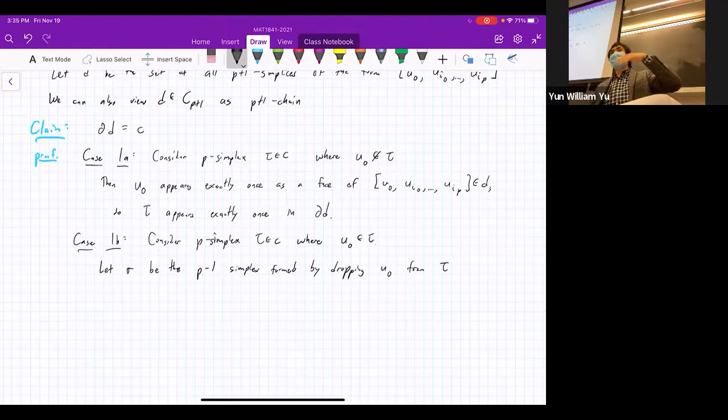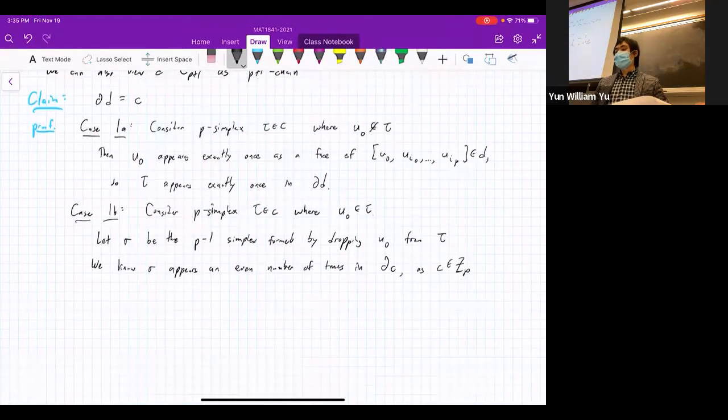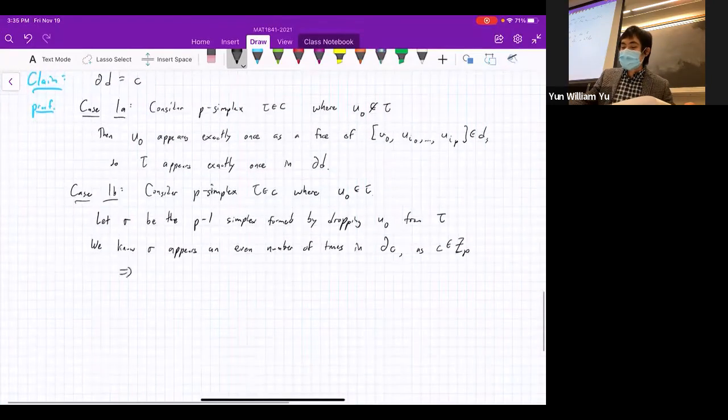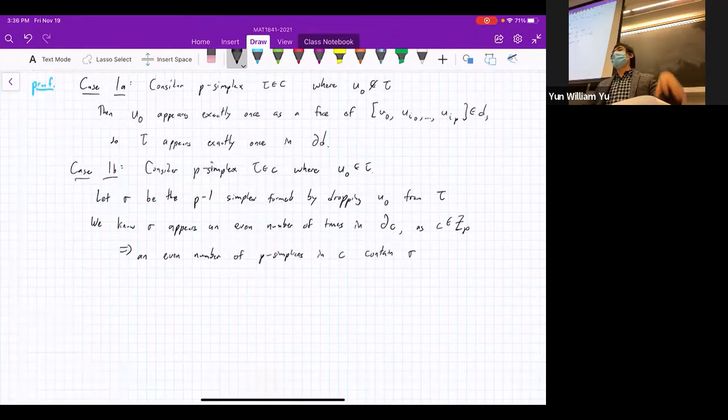Okay, so instead of going up one step, we're going to go down one step and say that, well, let sigma be some P-1 simplex. And we know that sigma appears an even number of times in the boundary of C, as C is in the cycle group, right? So if it appeared an odd number of times, then C wouldn't be in the cycle group. So we need that to cancel out. Yeah, exactly. So you need it to appear an even number of times. Well, then this implies that an even number of P simplices in C contain sigma, right? Because when you're taking the boundary, you're dropping one. You can think of taking the boundary as taking each of your simplexes and summing together, dropping one term from each of your simplexes.